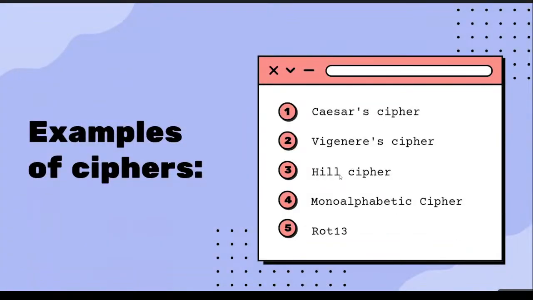Okay, so ciphers are an important part of cryptography. These are some famous ciphers. You may have heard of some of them: Caesar cipher, Vigenere cipher, Hill cipher, monoalphabetic cipher, and ROT13. I'll briefly tell you what each of them does.